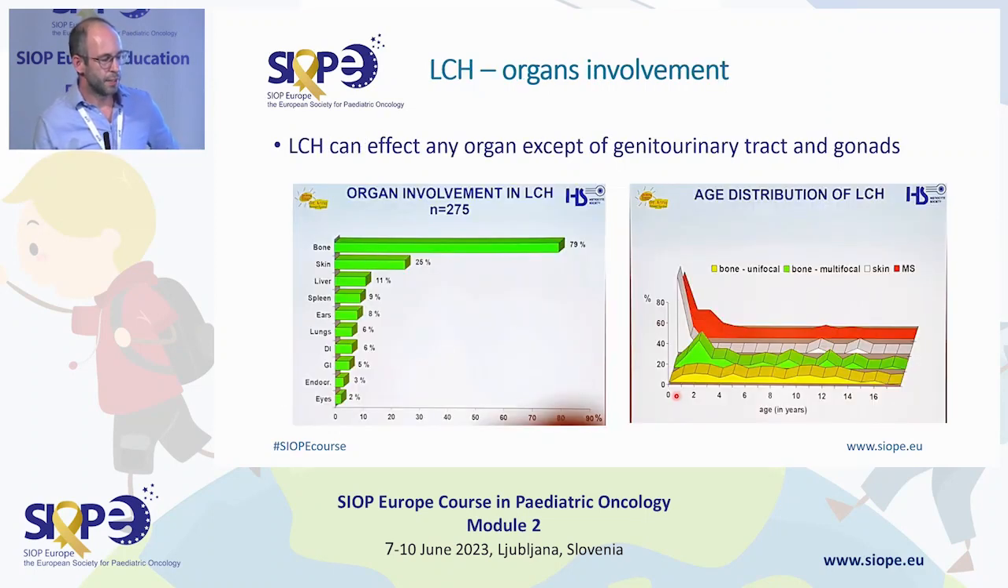LCH can affect any organ except the genitourinary tract and gonads. The bones are most commonly affected. Approximately 80% of patients have bone involvement, mostly in the skull vault. Then skin in 25%. Then the risk organs: liver, spleen, and bone marrow. Lungs about 6 to 8%. GI, endocrine tissue, and so on. In Prague, we also had a patient with LCH of the lungs. When we look at the age distribution, multisystem disease and skin involvement usually present in small kids.